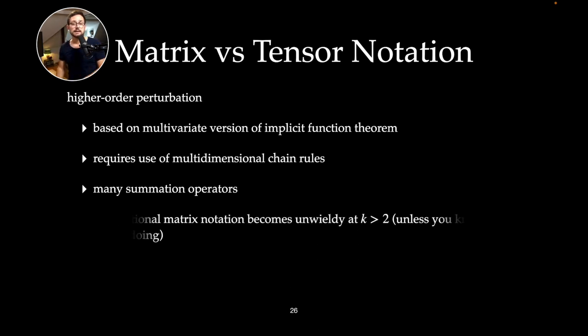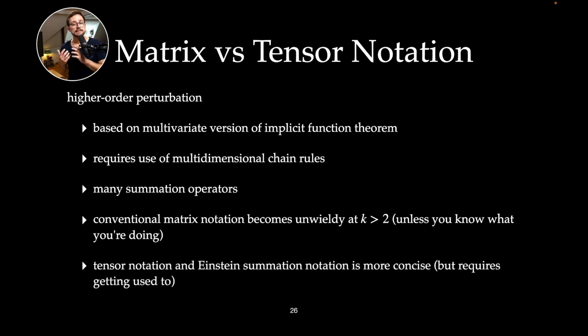So typically, conventional matrix notation becomes somewhat unwieldy at orders above 2, unless you know what you're doing, and I will show you how you can still make use of conventional matrix notation for those multidimensional chain rules. But this is a bit more tricky and requires auxiliary matrices. What is much more intuitive once you grasp the basic idea of tensors, and much more concise, but definitely requires getting used to.